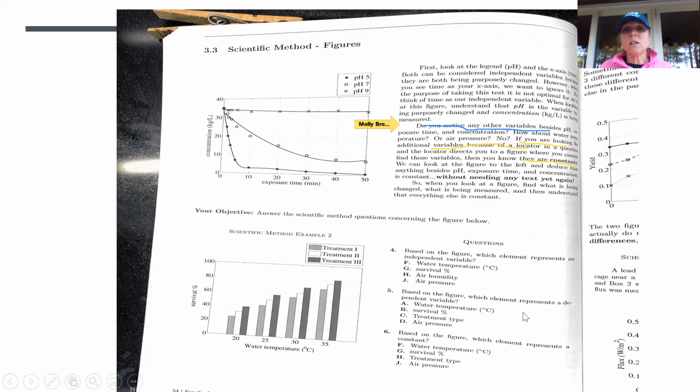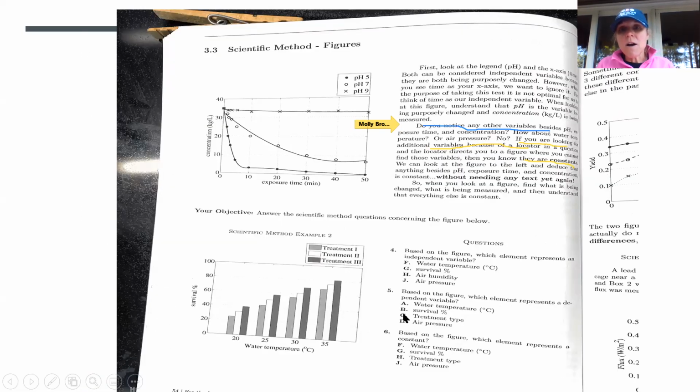So based on the figure, which element represents your dependent variable? Well, this should be obvious. If you're changing the water temperature, what are you measuring? You're measuring the percentage of survival. So that's going to be your dependent variable. Remember, dependent variable is what you're measuring. B is your right answer here.